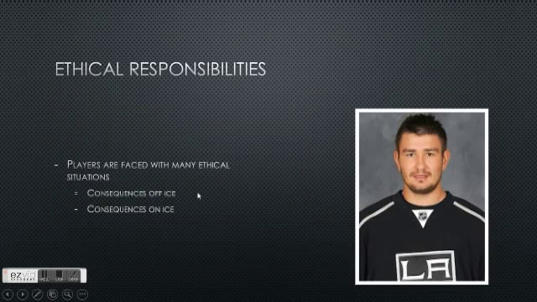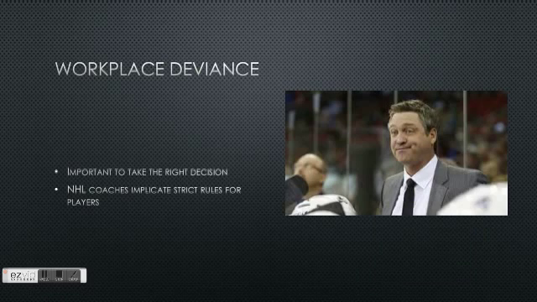Okay. So then for workplace deviance, this is in chapter 4. It's really important for the coaches to make the right decision, and for the players too. So the coaches implement strict rules for players. One example would be last week, 3 of the Calgary Flames players did not play in the game against the Toronto Maple Leafs because they were late to a practice. So this shows that the coaches in the NHL are really strict about it, and it's normal because they're professionals, so they're paid millions of dollars. It's not just to play on the ice, it's to be there and to compete in order to win.